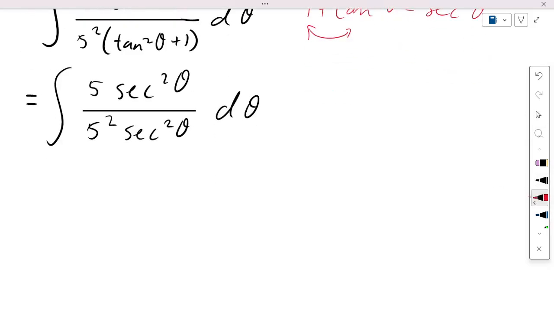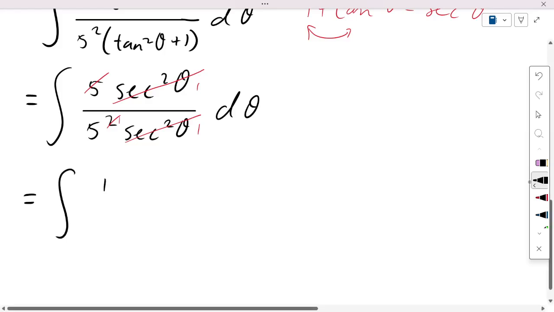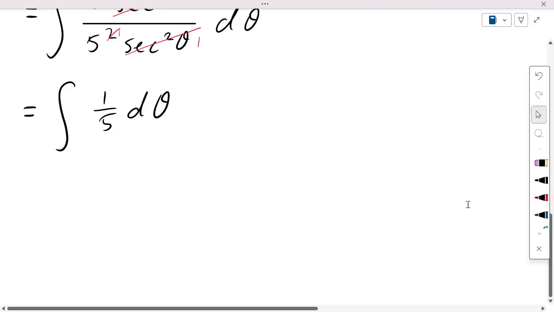And now look at this. This is the best part. These can cancel out, and this will be 1 over 1, and this can cancel out, and this will give you 5 to the power of 1 in the denominator. Therefore, what we are left with is the integral of 1 over 5 with respect to d theta. It looks way better now.